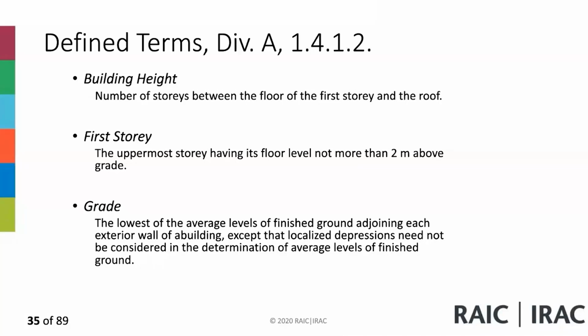The grade, what is the definition of grade? It's the lowest of the average levels of finished ground adjoining each exterior wall of a building, except that localized depressions need not be considered in the determination of average levels of finished ground. So you take the average on each exterior wall, you take the lowest of the average of each location, and you ignore localized depressions in the average levels. And that's what grade is.